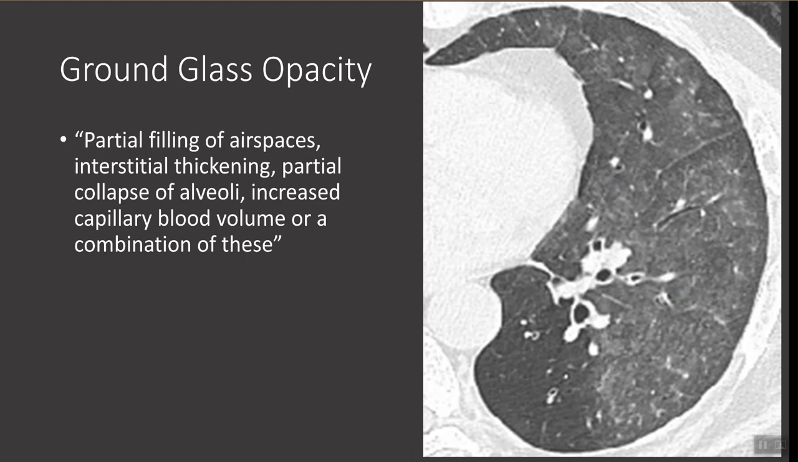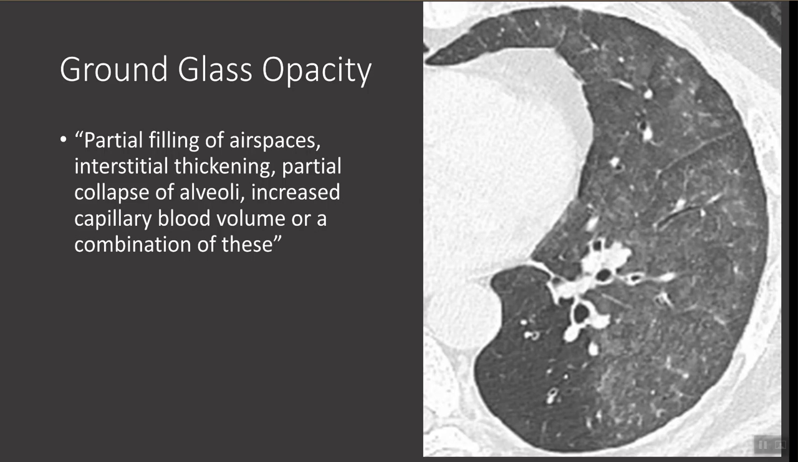Ground glass opacities, on the other hand, represent partial filling of the air spaces. So either there's some process that's only partially filling the alveolar air spaces, or there's interstitial thickening that's too small to resolve by CT. So what does that mean? That means that there is a process in the interstitium. That interstitium is thickened, and because the interstitium is so small, we can't resolve all those little small lines, so the lung ends up looking kind of hazy, ground glass-like.